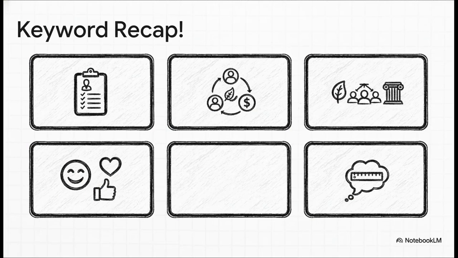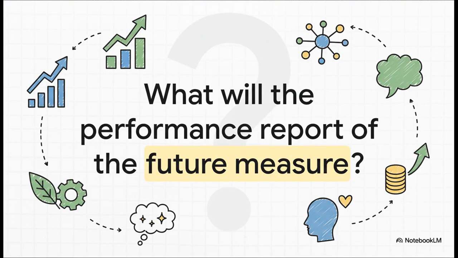Okay, before we finish up, let's do a super fast keyword recap. These are the terms you need to have absolutely drilled into your brain for the exam. Ready? Responsibility accounting, triple bottom line, ESG reporting, non-financial measures, and, of course, a construct. And there you have it. That's our deep dive into performance reports, from building accountability to measuring success way beyond the bottom line.